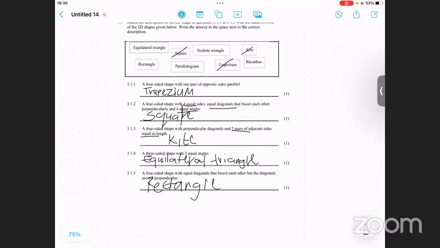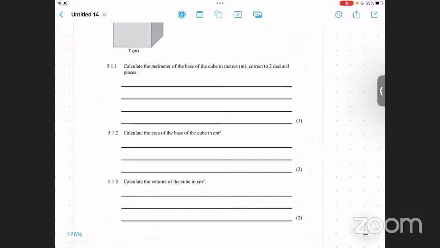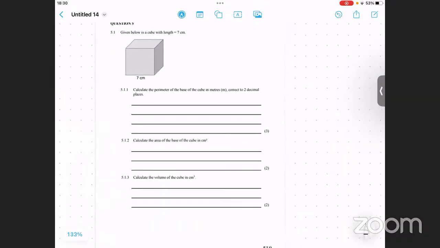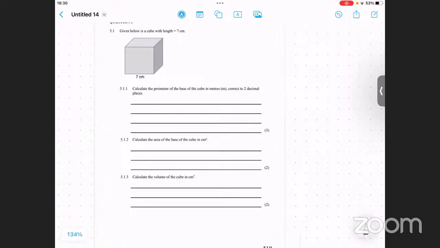Now, do we have any question? Are we all good? Yes, ma'am. Okay, perfect. We are having question 5 here. We'll jump to it. They say given below is a cube with length 7 centimeters. We have given a cube with a length of 7 centimeters.